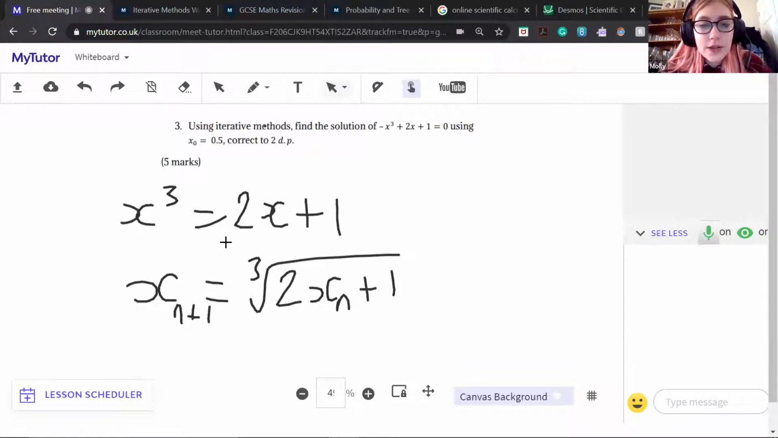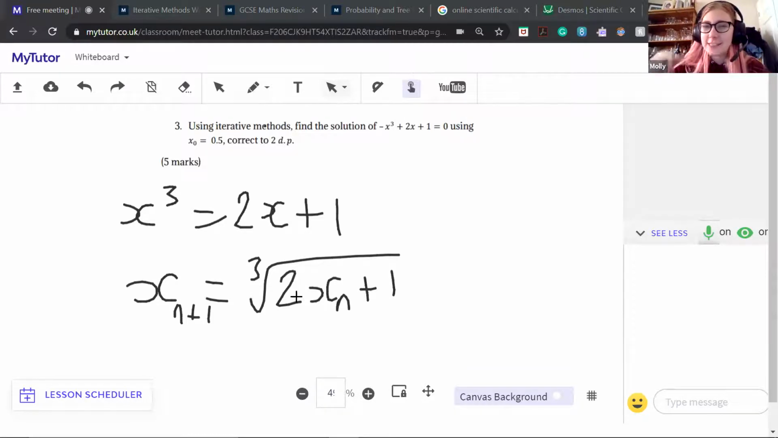Someone said, do you have to rearrange it? Yeah, because you need to get it in this form, x equals something. Because you need x in terms of the other x's to be able to work out what the value is. If you don't rearrange it, there's no iterative method that you can actually do.